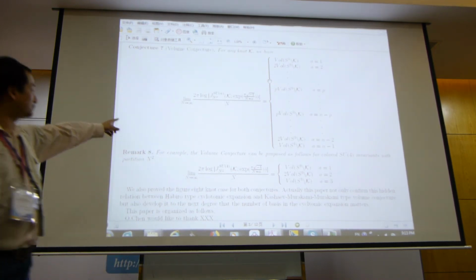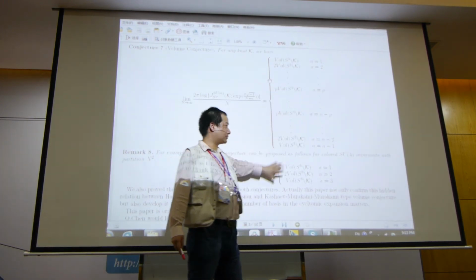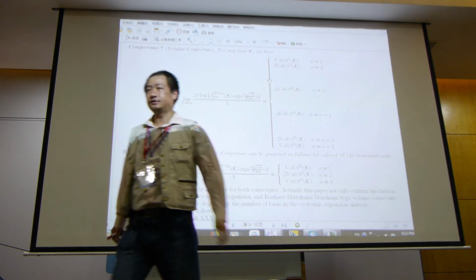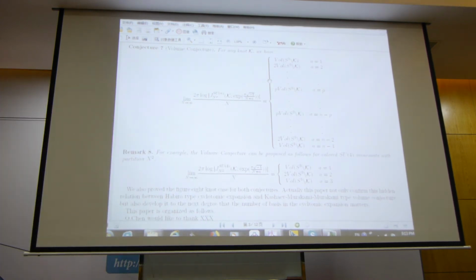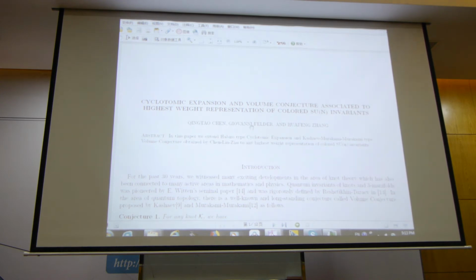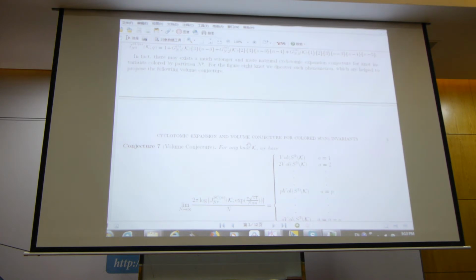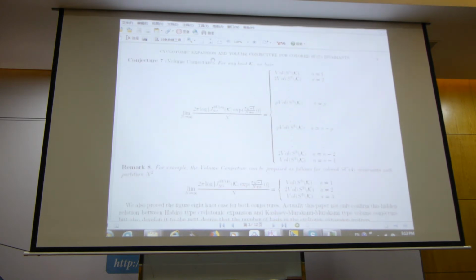Okay, we can also prove the case here. For the figure 8 knot, we can prove all of them, not only this. This is my work with Giovanni Felder and also Huafeng Zhang. We are both postdocs of Giovanni Felder. So this is the conjecture.